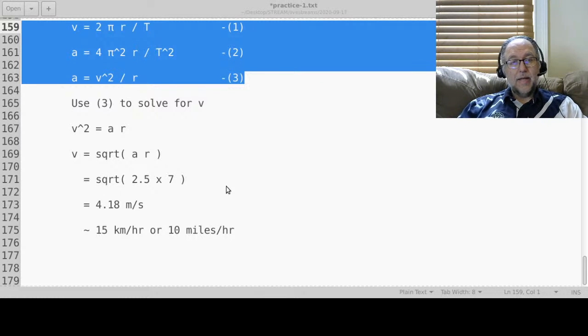Okay, and I didn't ask for that, but I converted it to kilometers per hour and then miles per hour, just to give you an idea. I tried to pick some realistic numbers here, and if you're going 15 kilometers per hour, about 10 miles an hour, that sounds about right. You're going around a corner on a bike, 10 miles an hour. I might be able to do a little bit more than that, but I don't know. I'm a bit chicken. I don't want to risk myself. So 10 miles an hour sounds about right for like the fastest you'd go around a corner on a bike.